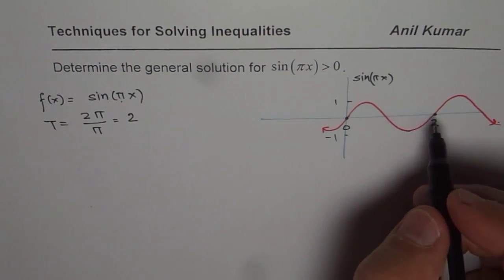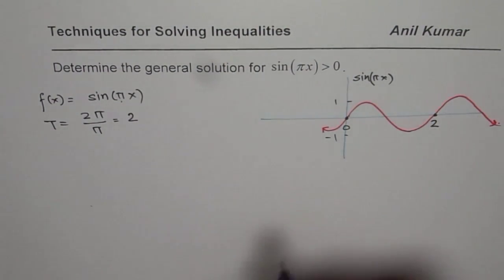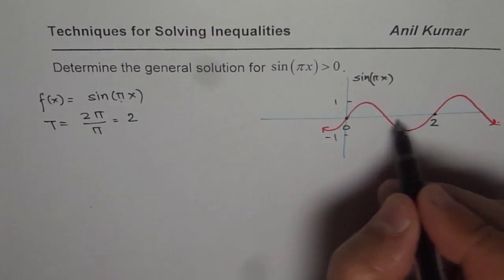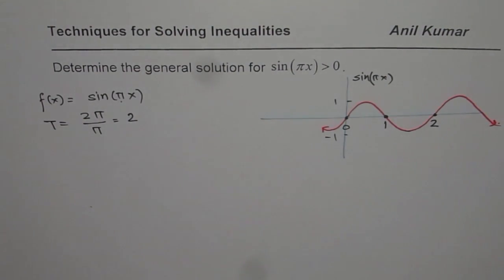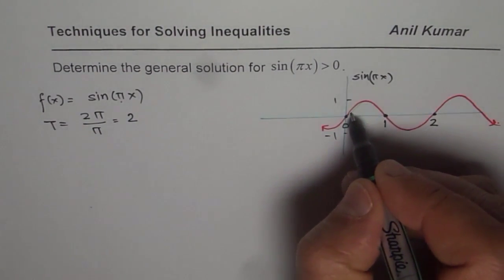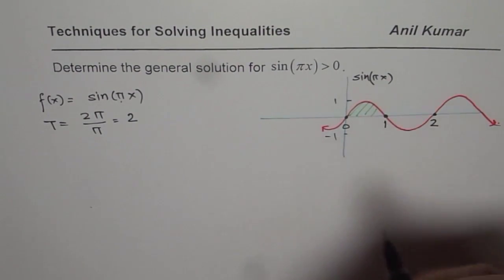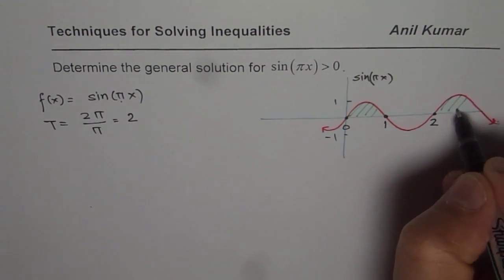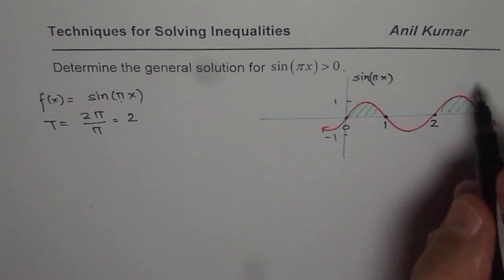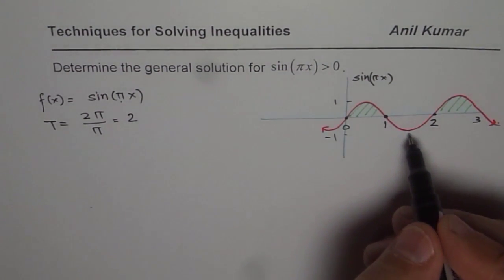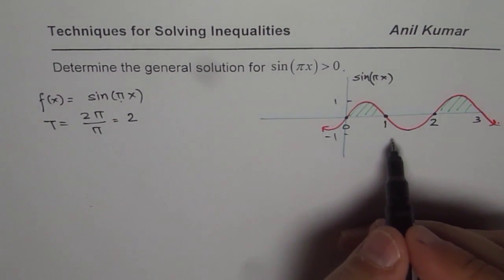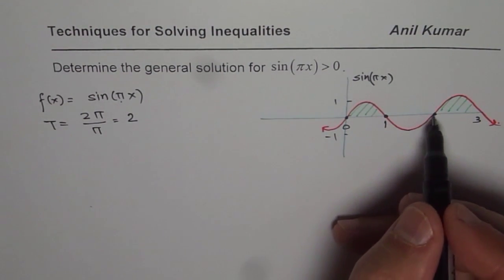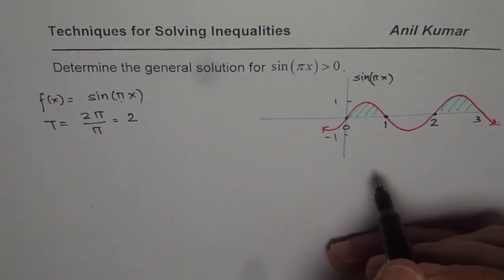Now the question is, when is this function greater than 0? So let's find the zeros. This is 2, this is halfway, so this is 1. So what we see here is that the function is greater than 0 from 0 to 1 and then from 2 to 3, right? It alternates between positive and negative phase, that is how the sine function is. So from 0 to 1 it is positive and then from 1 to 2 it is negative and then from 2 to 3 it is positive, right?